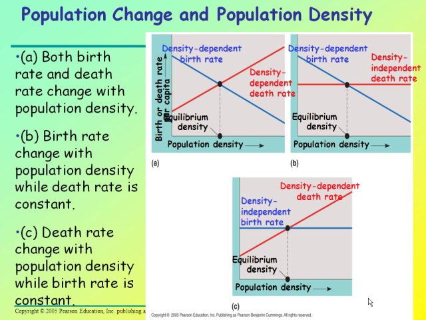So these three graphs show population change and population density. In the first graph, both birth rate and death rate change with population density. You can see density-dependent birth rate and density-dependent death rate. In the middle graph, birth rate changes with population density while the death rate is constant. Here you can see the blue line, density-dependent birth rate, which declines, while the density-independent death rate remains the same. In the bottom graph, death rate changes with population density while birth rate is constant. So you can see the death rate increases, the red line, density-dependent death rate, and the density-independent birth rate remains the same.